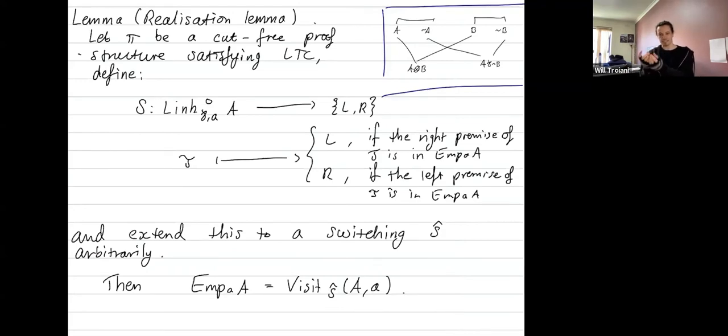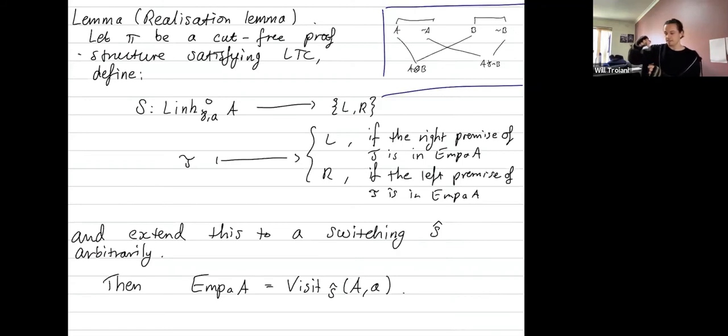You're hitting either a tensor link or a par link, right? Or nothing, but that's a trivial case. If you hit a tensor link, then you have this fact that if one of the premises is inside the down empire of that premise, then everything else is inside that empire. So as soon as you touch a tensor link, you're going to get everything inside it.